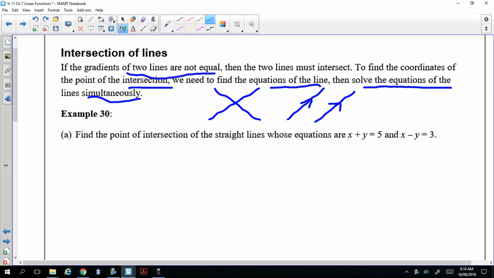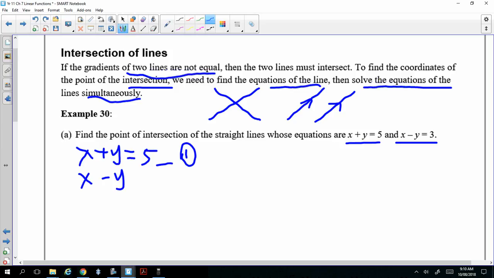All right, let's do question 30. Find the point of intersection of these two lines. So what do you do? You solve them simultaneously. So let's call this number 1, call the second equation number 2. And you're going to solve them. Now, hopefully remember the techniques to solve this equation.